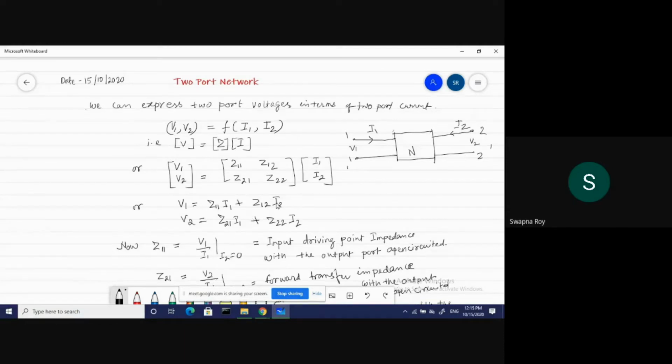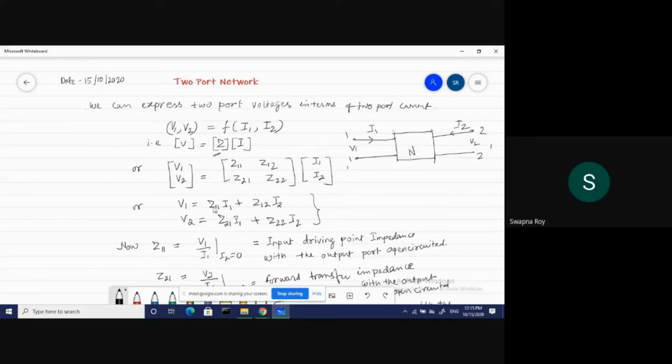And V1 is equal to Z11 I1 plus Z12 I2, and V2 is equal to Z21 I1 plus Z22 I2. So basically, this is the Z parameter. Our objective is to find out the Z parameters.